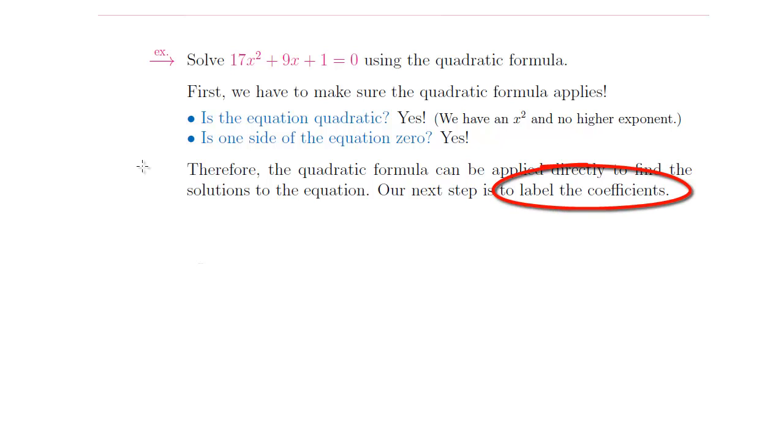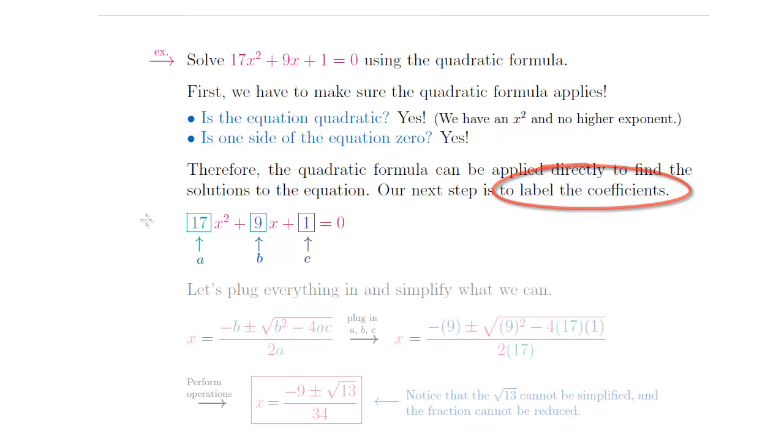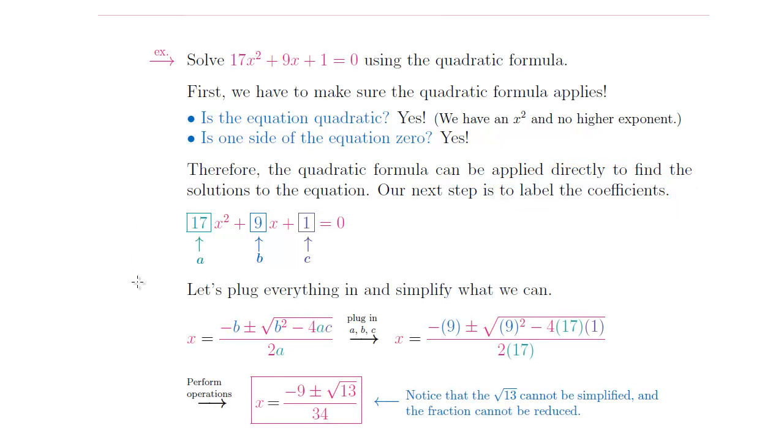First, we have to identify our coefficients, a, b, and c. For this problem, a is 17, b is 9, and c is 1. Now we plug all of these numbers into our quadratic formula. In place of b, we put 9. In place of a, we put 17. And in place of c, we put 1. This gives us x is negative 9 plus or minus the square root of 9 squared minus 4 times 17 times 1, all over 2 times 17.